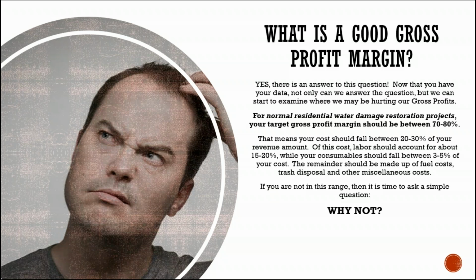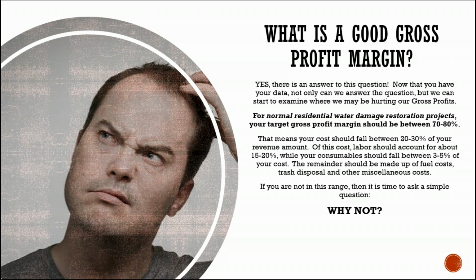I even break down the numbers right in here. That means your total cost should fall between 20 and 30% of your revenue amount, leaving you with 70 to 80% of profit. Of that amount, your labor should account for between 15 and 20% of your overall amount, and your consumables should fall between 3 and 5%, with the remainder made up of your fuel costs, trash disposal, and other miscellaneous costs. But the important numbers that you should understand are your labor should be between 15 and 20, and your consumables should be between 3 and 5.